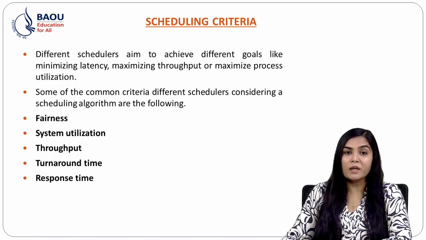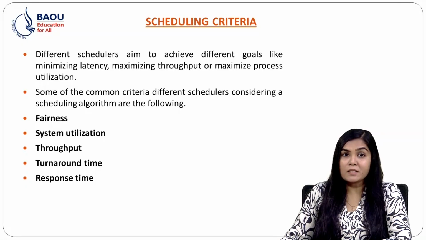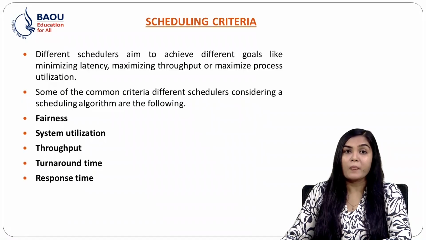Different schedulers aim to achieve different goals like minimizing latency, maximizing throughput, or maximizing process utilization. Some priorities are needed by all systems, while some depend on the implementation environment due to the variation in the specific requirements of the various application areas as well as different operating systems. Some of the common criteria of different schedulers considering a scheduling algorithm are the following.